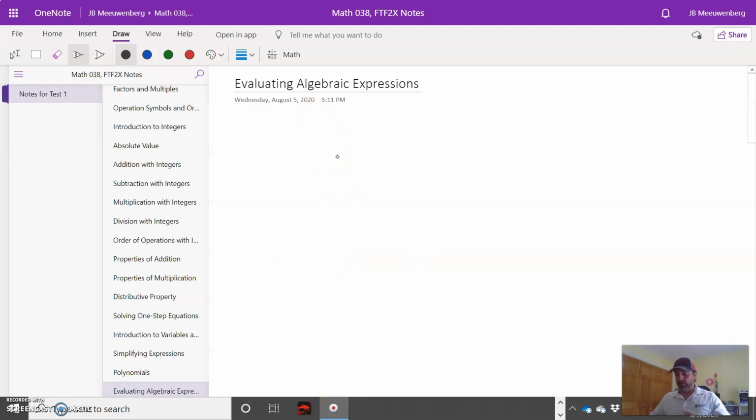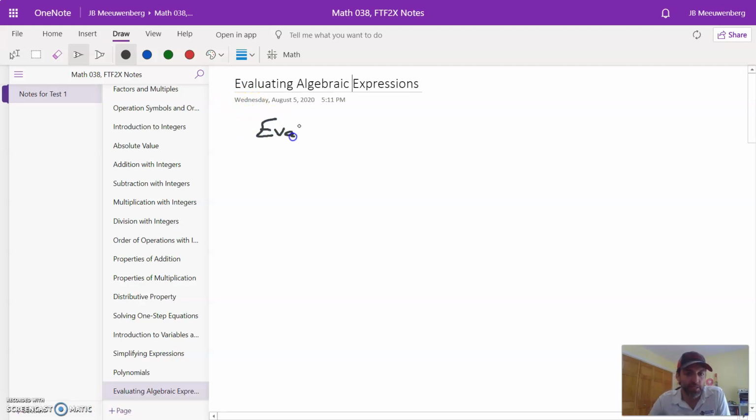Well, we've talked about expressions, terms, we've solved equations, we've worked with integers, order of operations, polynomials. We're going to put all this stuff together now. We've actually seen this word before. Evaluate. Evaluate.